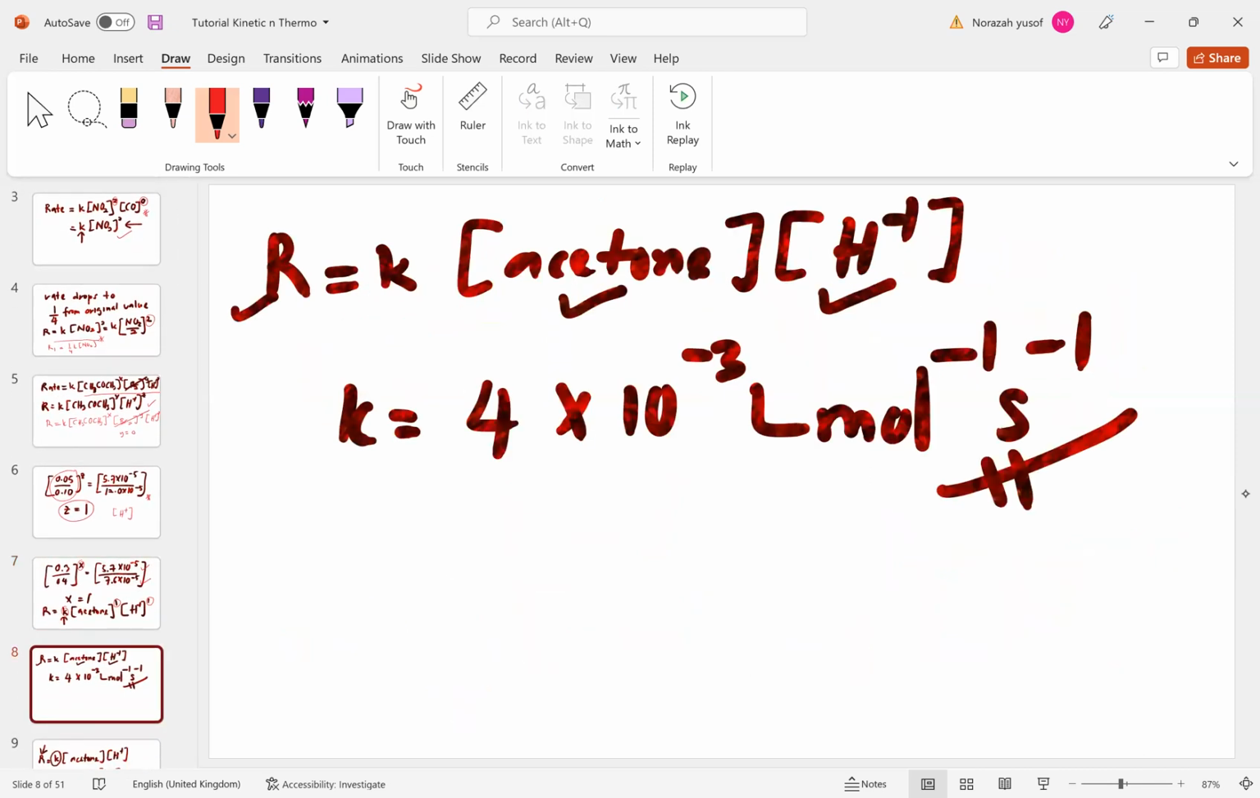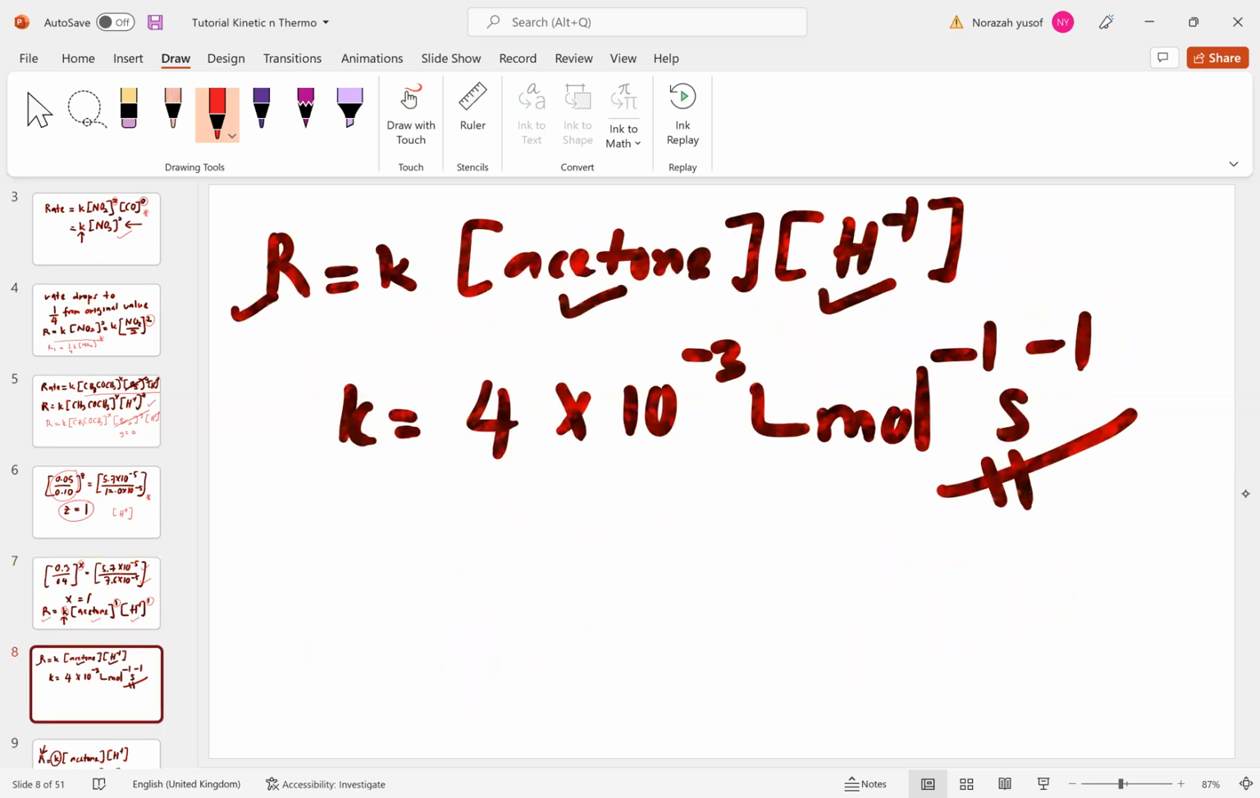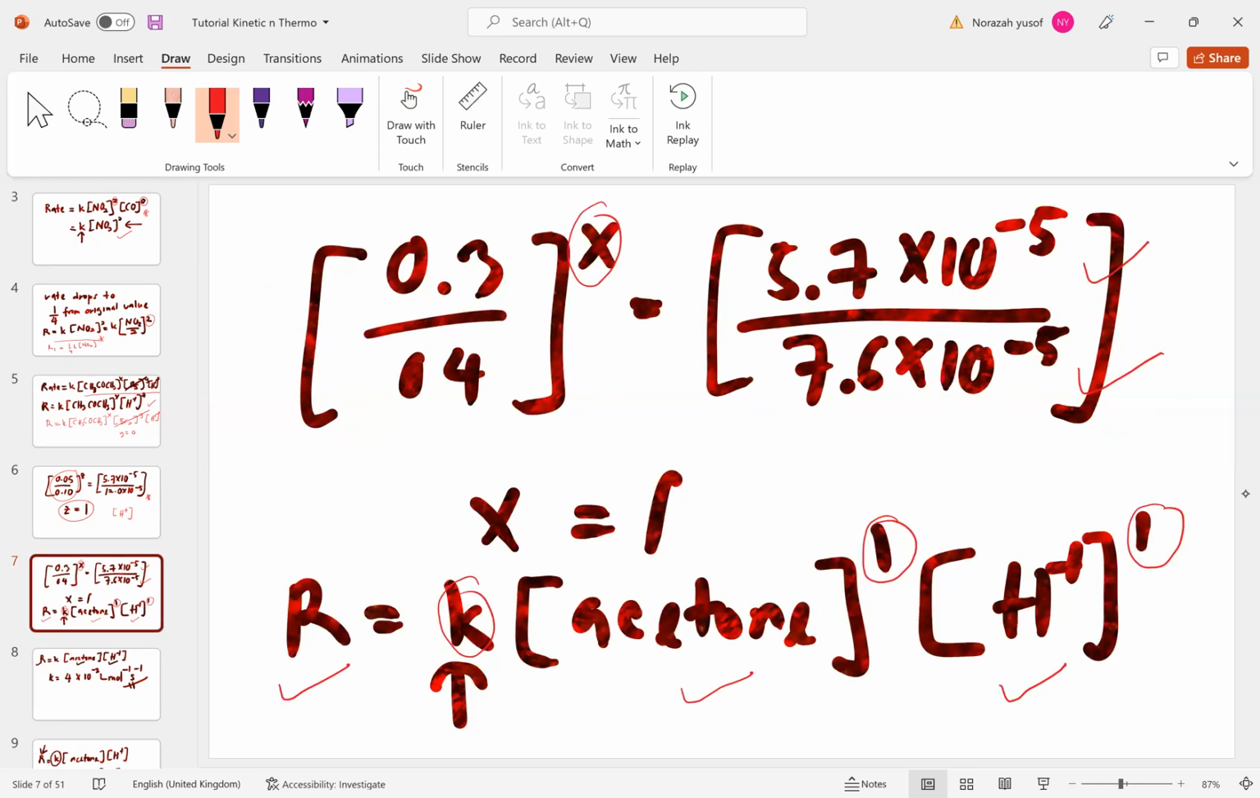So cara nak kira K, masukkan mana-mana value lah. Masukkan mana-mana value initial rate tu. Ya. Maknanya kita ambil kepekatan, let's say kita nak guna row 1 ya, maklumat daripada row 1 ya. 0.3 acetone, 0.05 H plus. Okay. Rate kita ambil 5.7 darab 10 kuasa negatif 5 katakan. So kita boleh kira K. Yang ni saya ambil value apa saya pun tak tahu. Tapi you all boleh ambil je mana-mana value sebab kita dah ada expression ni tadi, kita dah tahu reaction order, kita dah tahu dah yang ni.